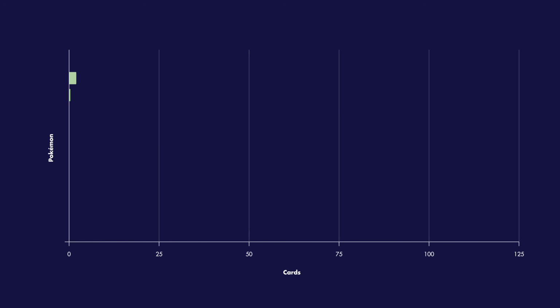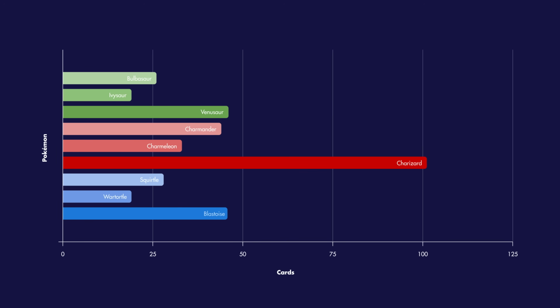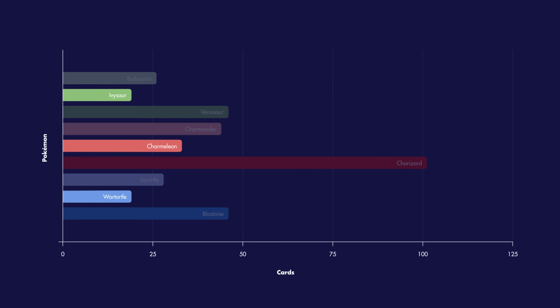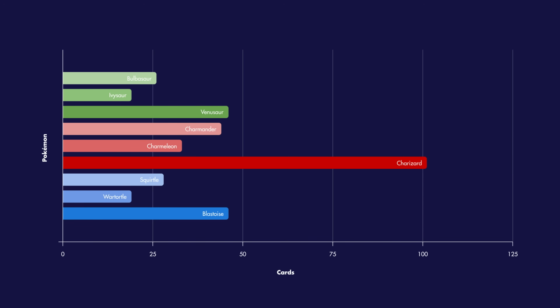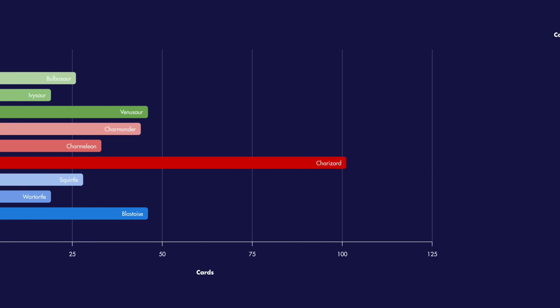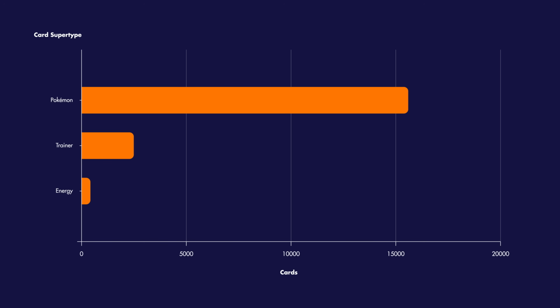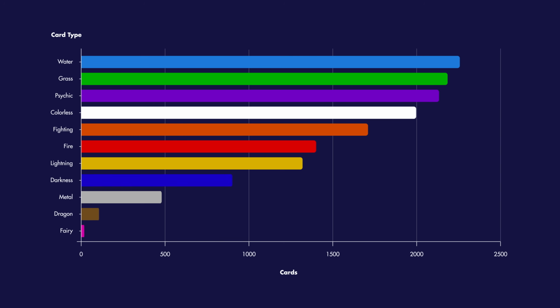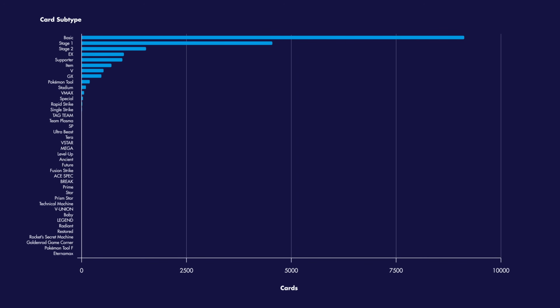So, quick break for a fun fact: certain types of cards are far more common than others. Charizard has more than twice as many cards as Blastoise or Venusaur, and middle stage evolutions tend to have fewer versions overall, maybe because they are not as iconic as their base and final forms. Pokémon cards vastly outnumber Trainer and Energy cards, and among them, Water type takes the lead, followed by Grass and Psychic. Evolution stages follow a natural pattern, with Basic being the most common, then Stage 1 and Stage 2.